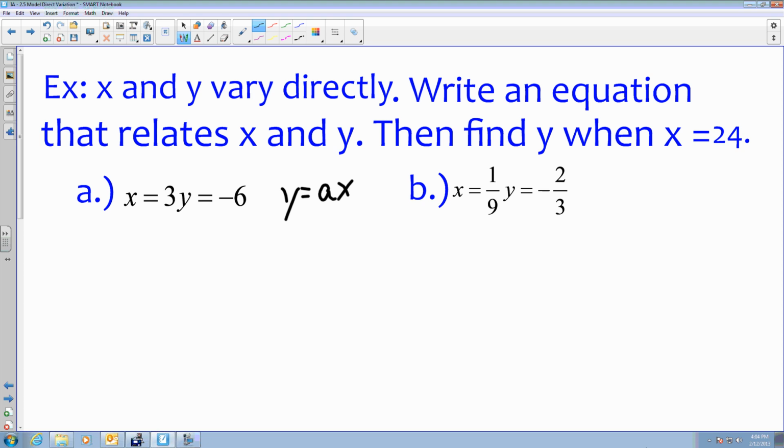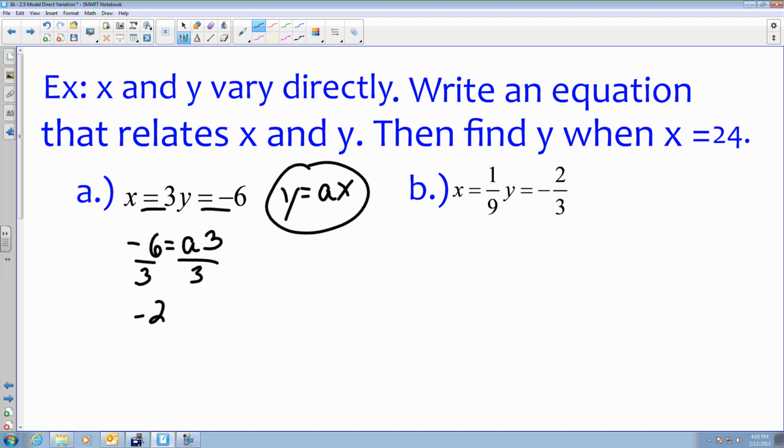For example A, I don't know what a is. But what I do know is I do know what x and y are. I know that x is 3, and I know that y is negative 6. So I'm going to substitute in those values for this equation to solve for a. So I'm going to say that negative 6 equals a times 3. Now I want to solve for a, so I'm going to divide both sides by 3, which then gives me negative 2 equals a.